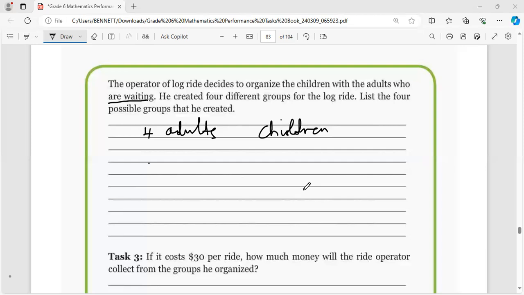Yeah, but what groups can go on? They ask you to list the possible groups that he created. Oh, you have the group with 3 children can go on there, and the ones with 5, 6, and 4 too. Yeah, that's all they want.